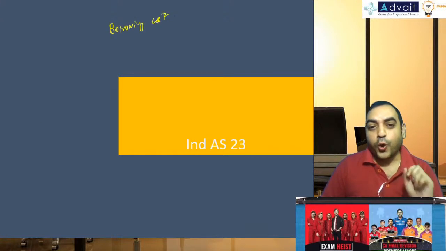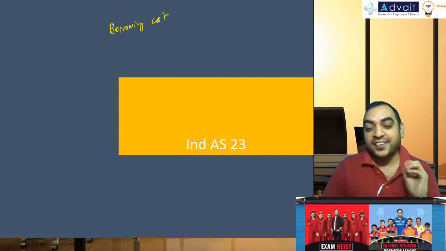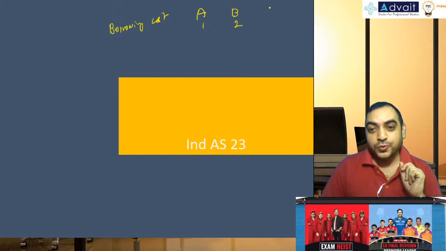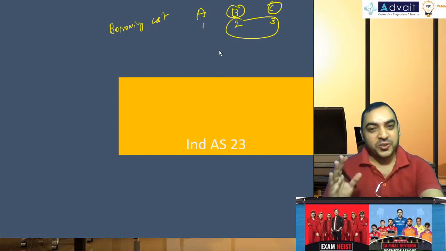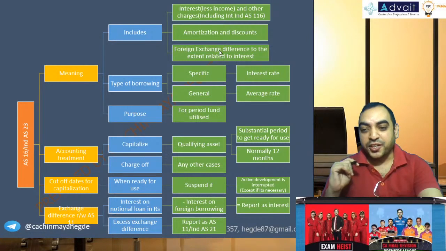First of all, how to remember the number of the standard for borrowing cost? You know, in English, A for 1, B for 2, C for 3, borrowing cost BC. So Ind AS 23 is borrowing cost. As simple as that. Let us do a summary of it.